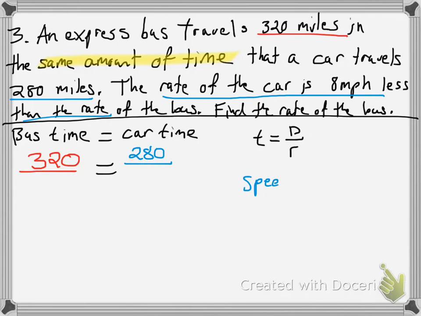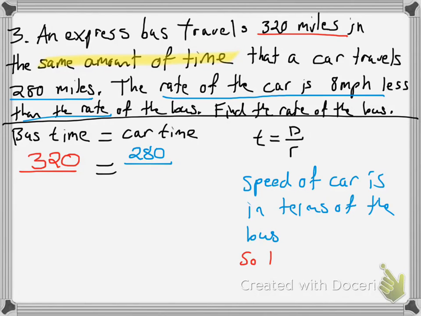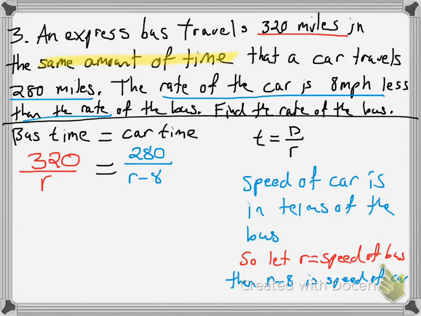Okay, now we need some sort of expression for the rates. So the speed of the car is in terms of the speed of the bus. What they say is the rate of the car is 8 miles less than the rate of the bus. So it's slower than the rate of the bus. So we'd let r equal the speed of the bus. Then the speed of the car would just be 8 miles per hour less than that. So we could fill that in for the rates for both the bus and the car time.